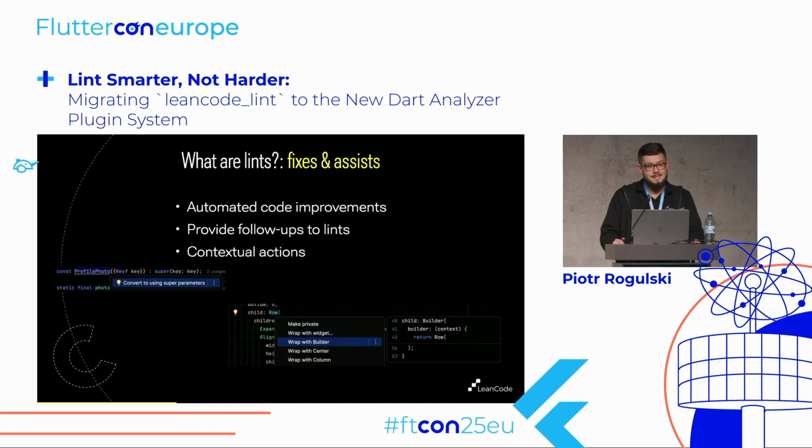Another thing are assists. These are not fixes for specific issues, but they are just quick actions that you commonly do when you code your application. In Flutter, we have a lot of assists that wrap widgets in another widgets. For example, here you can wrap a widget with a builder, you can wrap it in a column, stuff like that. These are assists, and they are available pretty much everywhere the code is available without any issues. Fixes need an issue to fix.